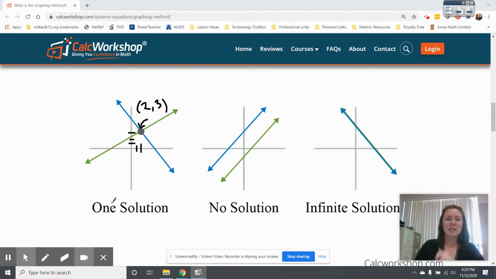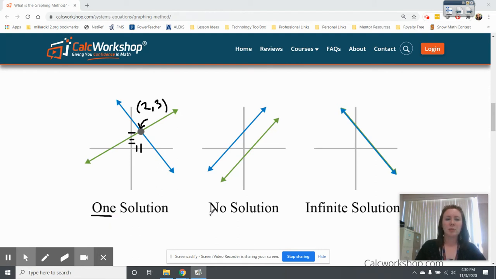Well, that is an example of one solution, where there's just one correct answer and that is the answer, period, because the two lines cross at one place. But that's not the only type of solution that we're going to get when we are solving systems of equations.